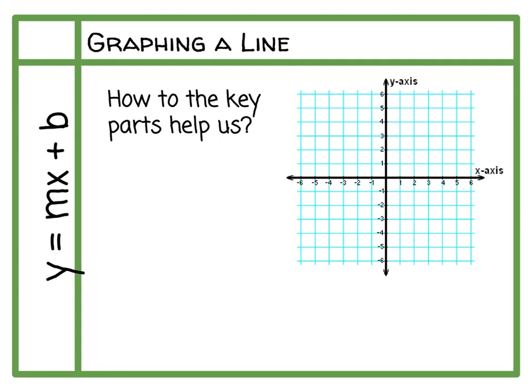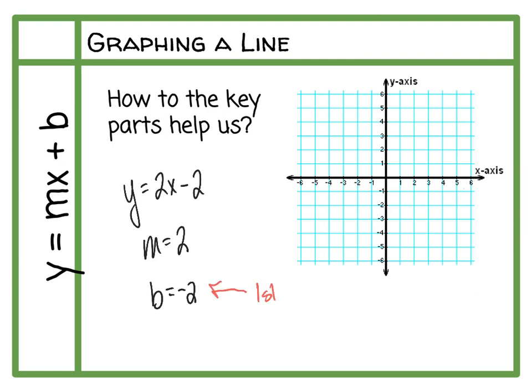We care about the slope and the y-intercept because it actually helps us graph. Let's think about the equation y equals 2x minus 2. I know my slope is 2 and my y-intercept is negative 2. The way we can use this is we're going to graph the y-intercept first. That's where it intersects the y-axis right here. So at negative 2, my line is going to cut through the axis.